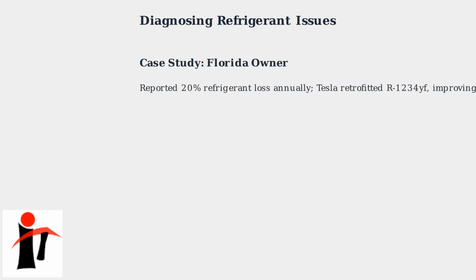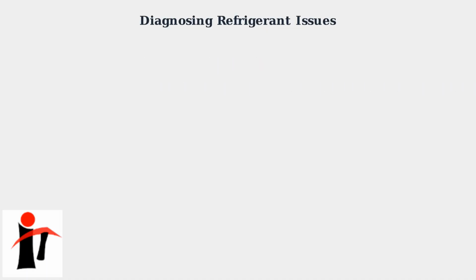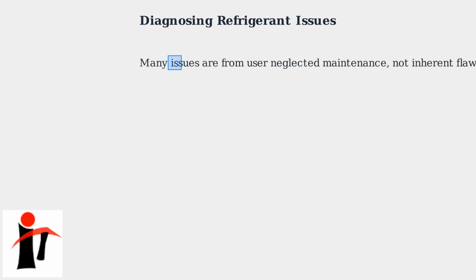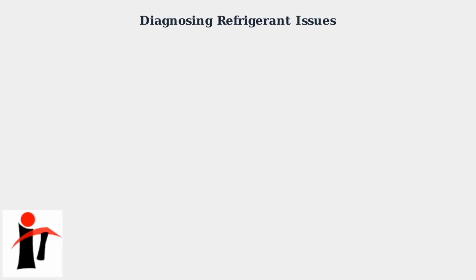A Florida owner reported 20% refrigerant loss annually. After a settlement, Tesla retrofitted the system with R1234YF refrigerant, improving efficiency by 25% and reducing energy draw. Many of these refrigerant issues stem from user-neglected maintenance rather than inherent design flaws.